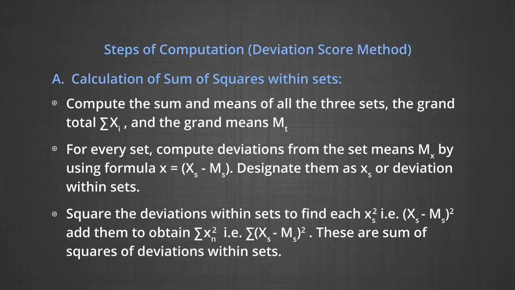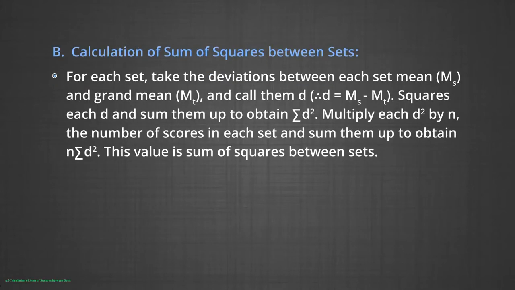Dear students, now square the deviations within sets to find small x square. Add them to obtain sigma small x square s. These are sum of squares of deviations within sets. We go further down to the calculation of sum of squares between sets. For each set, take the deviations between each set mean and grand mean, that is Ms minus Mt, and call them d. Square each d and sum them up to obtain sigma d square. Multiply each d square by n, the number of scores in each set, and sum them up to obtain n summation d square. The value is sum of squares between sets.